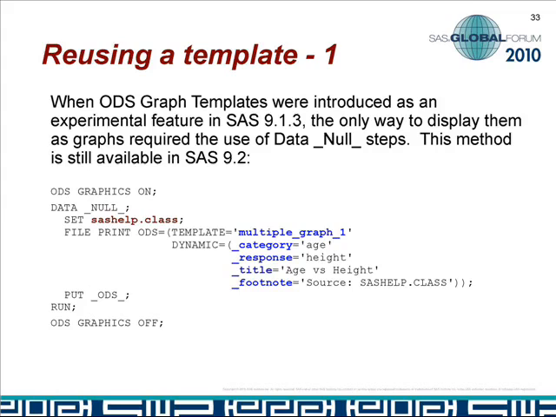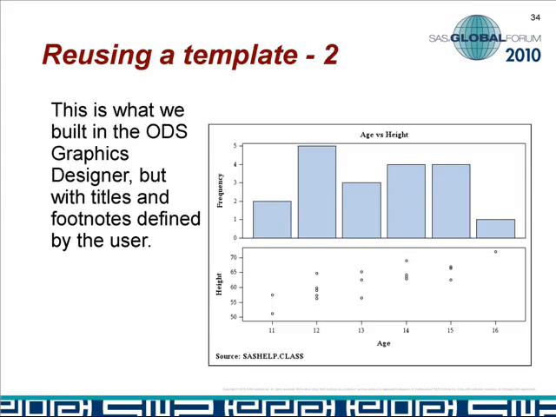Other than the required ODS graphics on and off statements before and after the data step, no other graph setup statements are needed to produce the following graph. This graph will be familiar to you from the second demonstration, with the addition of the user-defined title and footnote.